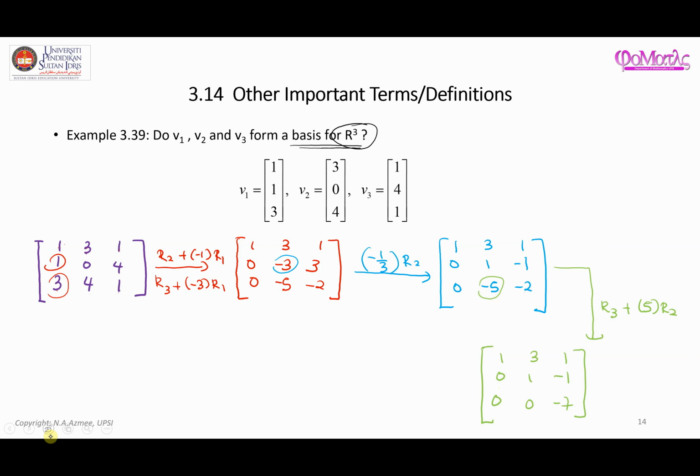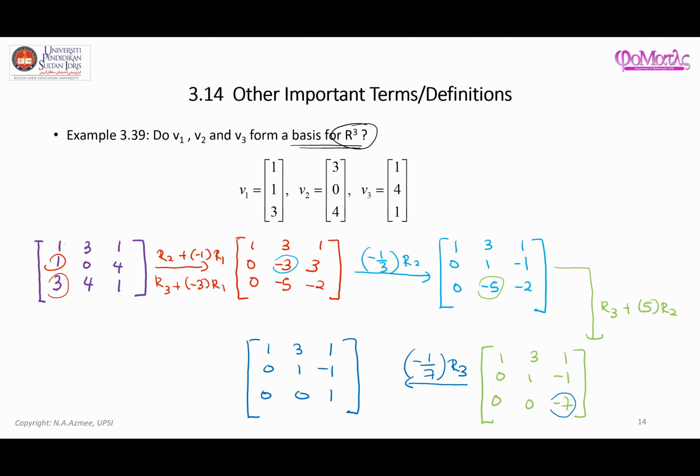Okay, next what we can do is change this value to be equal to 1. Therefore, we are going to multiply that with -1/7, and the result is 1, 3, 1, 0, 1, -1, 0, 0, 1. This is not RREF yet.